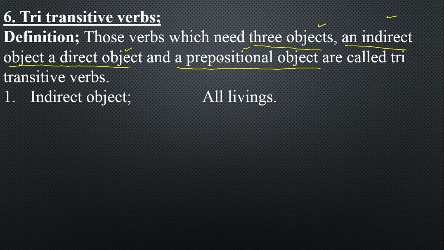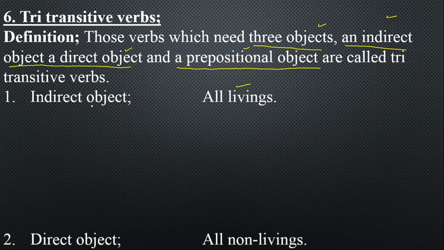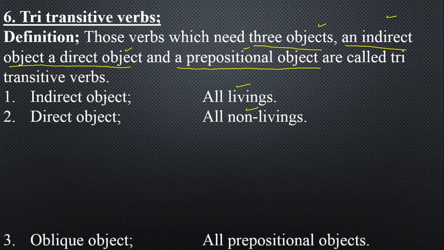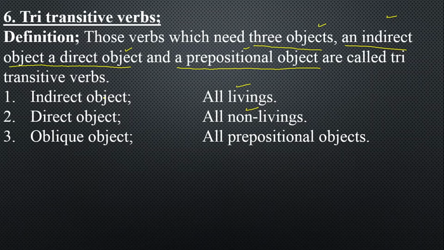Number one, it needs an indirect object, and indirect object means all livings. Number two, it needs a direct object, non-livings. And number three, it needs an oblique object, and it is also known as a prepositional object. So all prepositional objects are also called oblique objects.